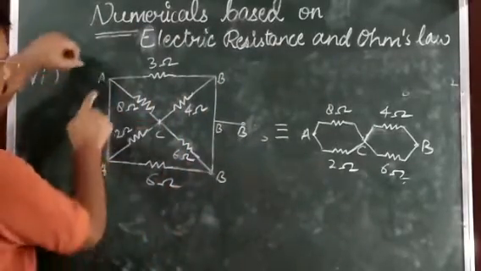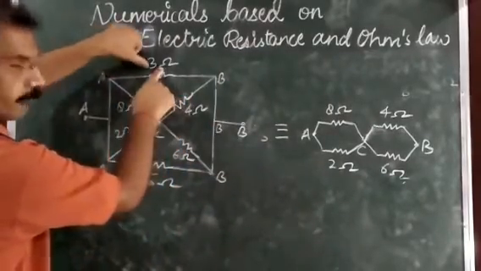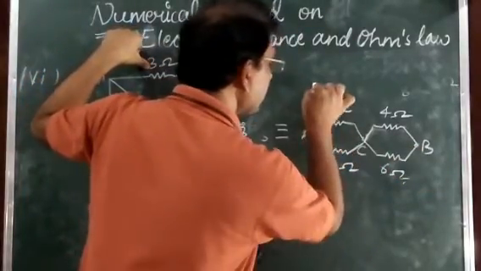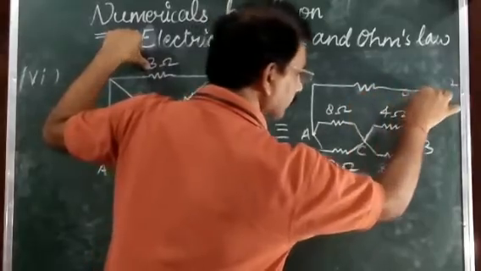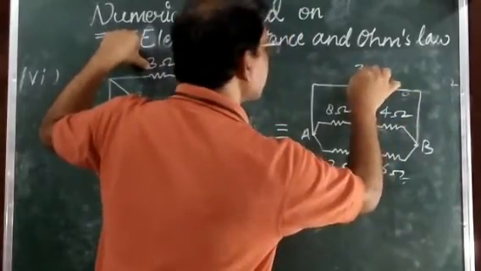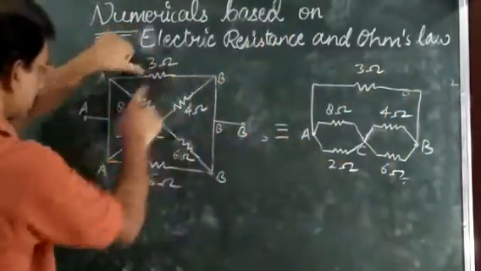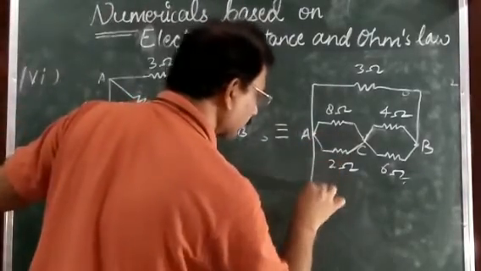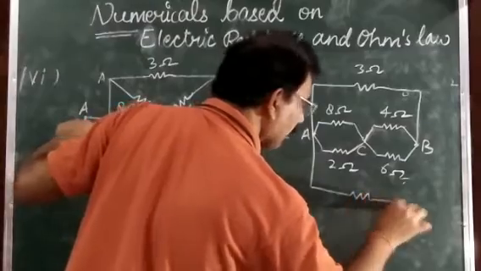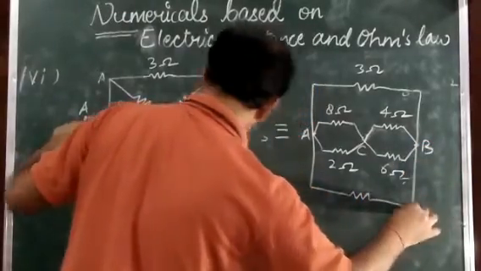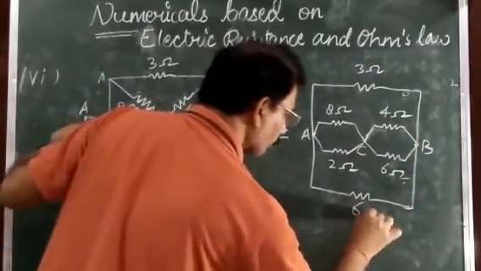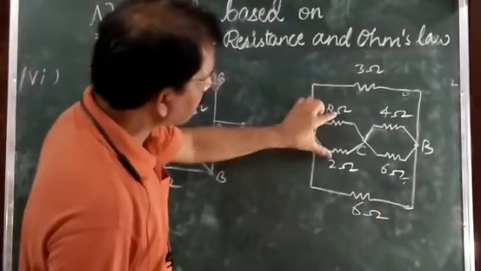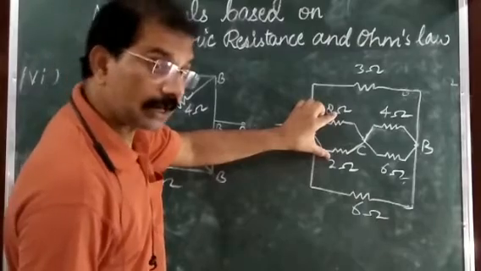And now again you see A to B, 3 ohm. So now this point is A, this point is B. You can say A to B, this one is 3 ohm, and again A to B, 6 ohm. Now you can say these two resistors are in parallel.